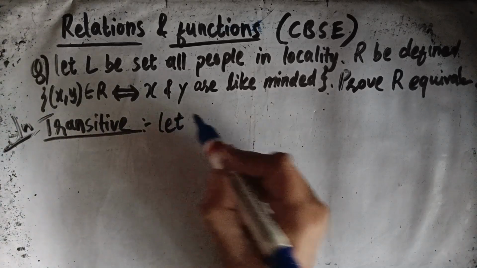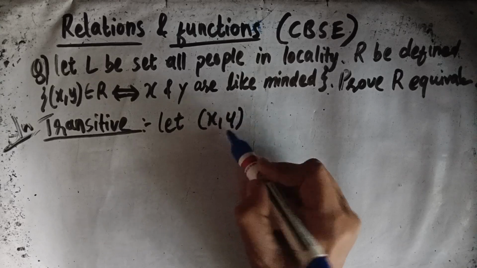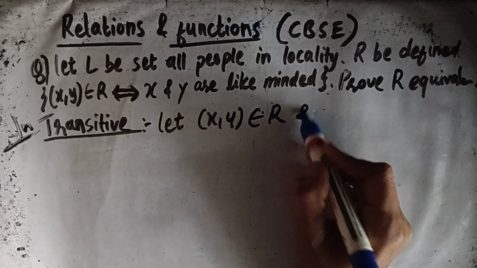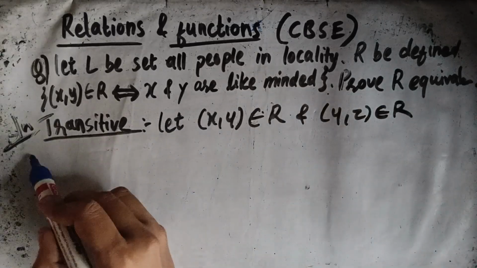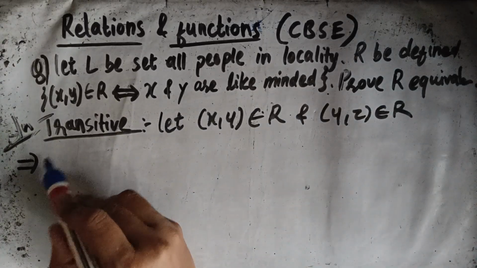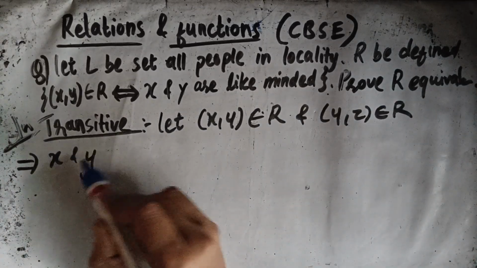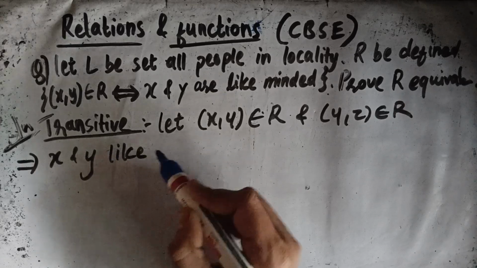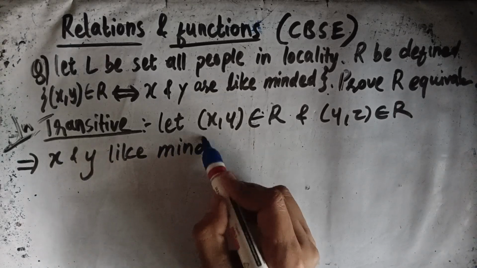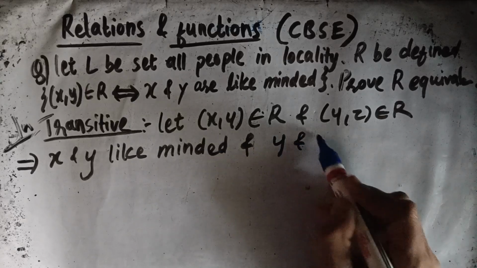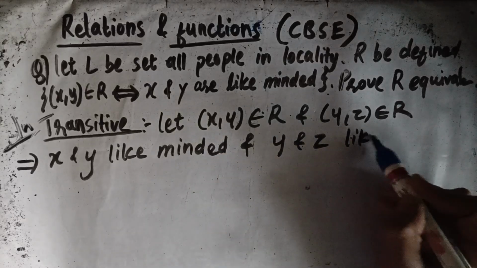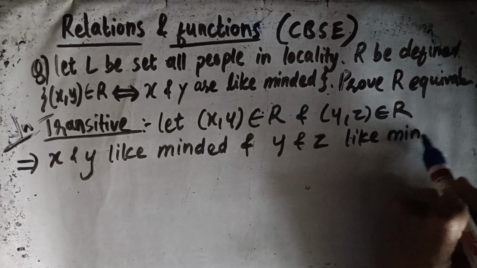So let's say (x, y) belongs to R and (y, z) belongs to R. So according to the definition, x and y are like-minded and y and z are like-minded.